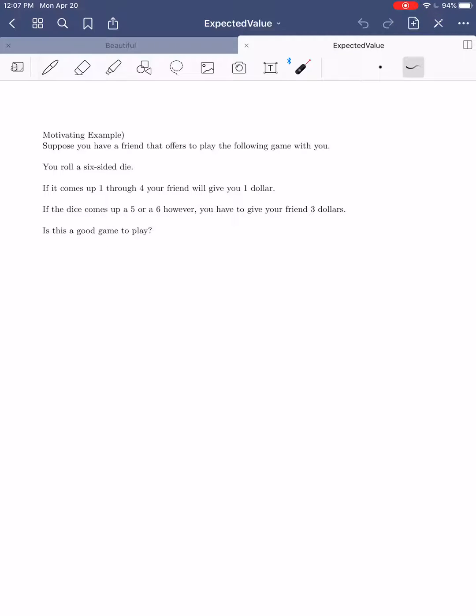In other words, is this a good game for you to play in terms of making money? Because remember, when you get that 1 through 4, you're going to be earning $1, but there is a risk here: when it comes up a 5 or a 6, you have to give your friend $3. So we want to examine this. Now, from a probability standpoint, this is very simple. There are only two things that can happen. You either win or you lose. So we can construct a model very easily here.